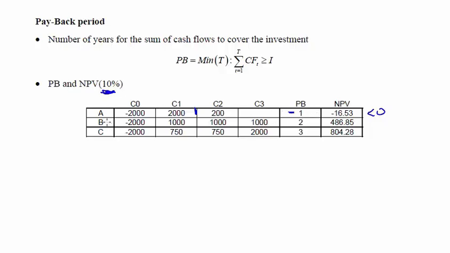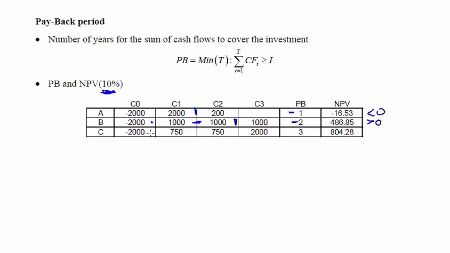When we consider project B, we need to go up to time equal 2, so that these two, when we add them, are higher or equal than the original investment. So the payback period now is 2 years. Well, this is an economically viable project.